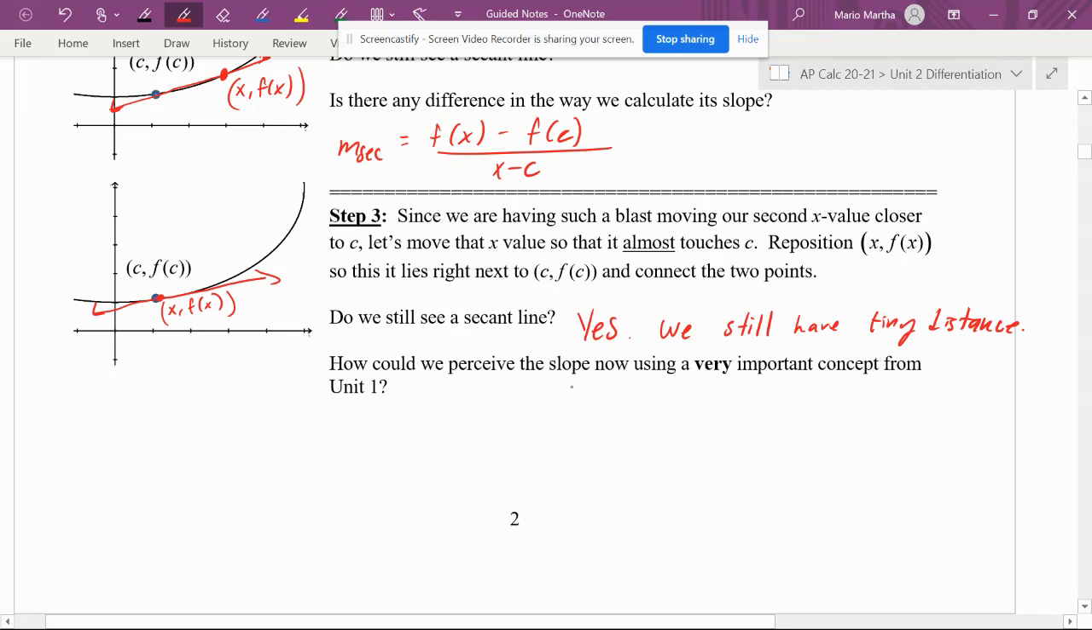And then how can we perceive the slope now using a very important concept from Unit 1? If we want to get really, really, really close to something, if we want to approach a certain value, now that we've been using those and we know how to apply them, this is where we can see the slope of the tangent line. If that distance gets so close to 0, that means that x and c are literally the same point. We can do that by finding the limit as x approaches c of f of x minus f of c over x minus c.